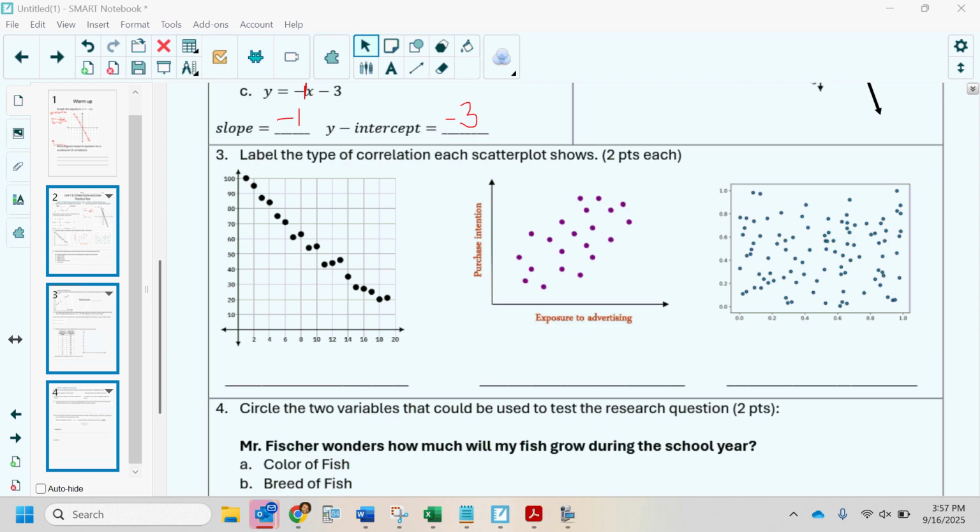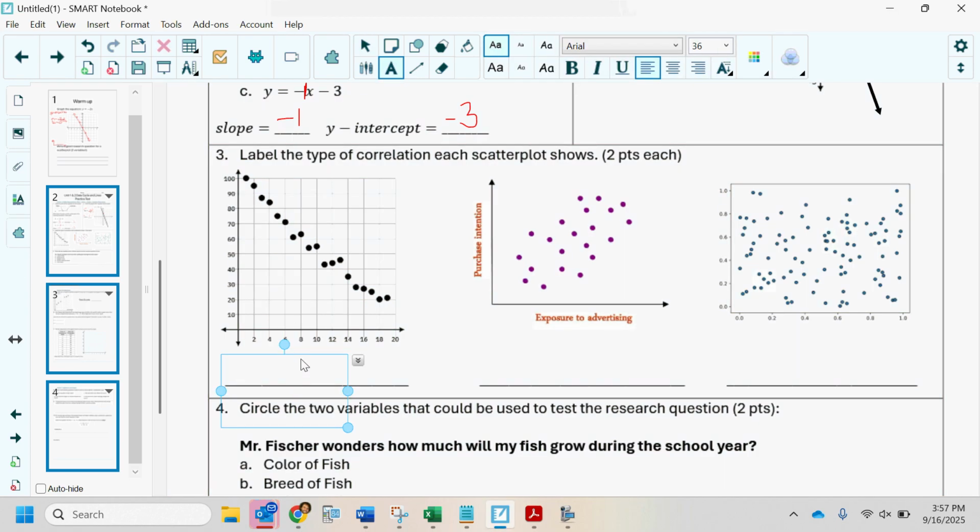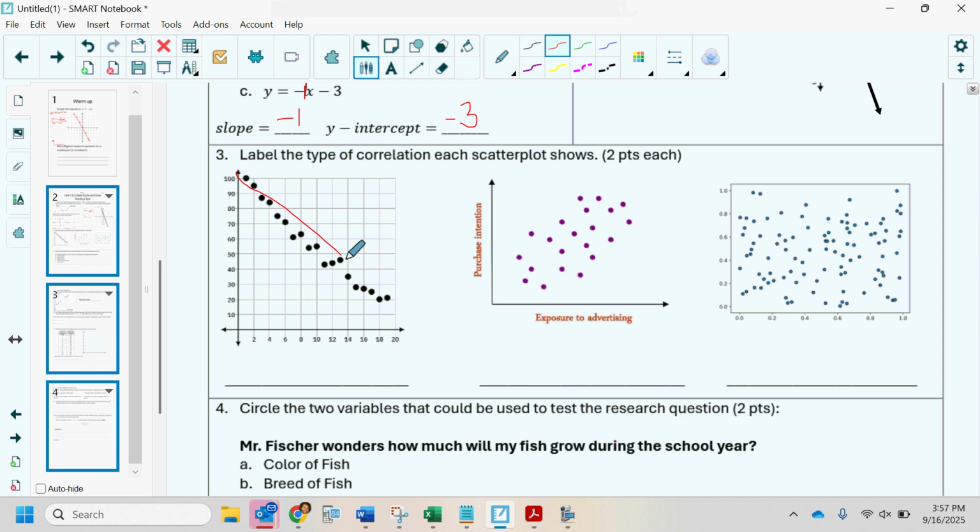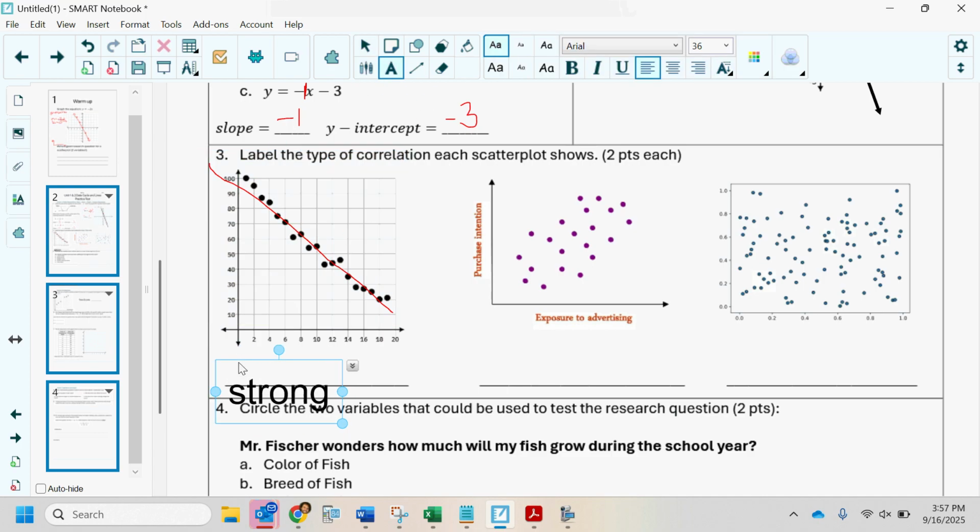All right, so what do we have? We can write our type of correlation we have. So here, our first correlation, always feel free to draw a line, right? So you can see this amazing line I drew. Yikes, this is an awful line, but we'll pretend it's good. So this line goes right through the middle, all the numbers are really close. So this will be a strong, because it's all close to the line, but negative because we're going down and to the left.